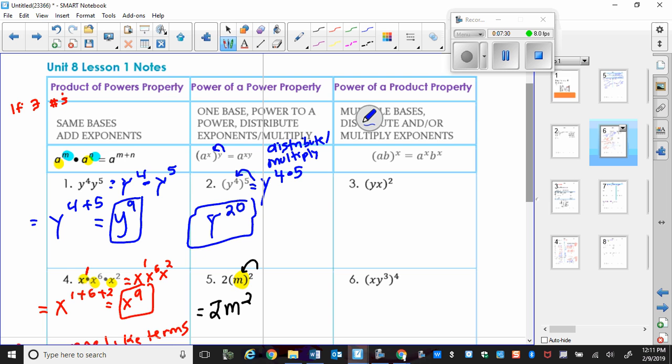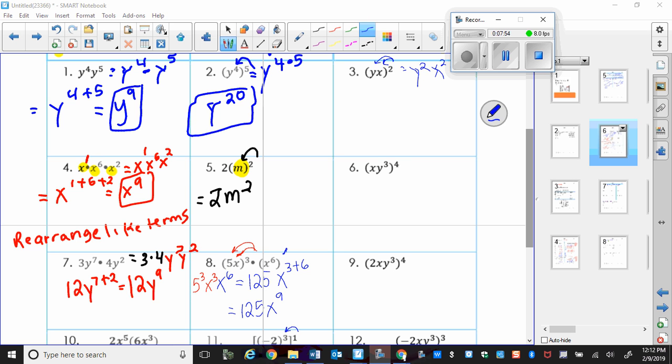I have, what if there's 2 bases inside of parentheses raised to a power? So we distribute the term to each base that's inside. So for yx, that quantity raised to the power of 2, you distribute the 2 inside, and it becomes y squared x squared. Okay? So, number 6, I'm distributing this 4 to the x, that becomes x to the 4.